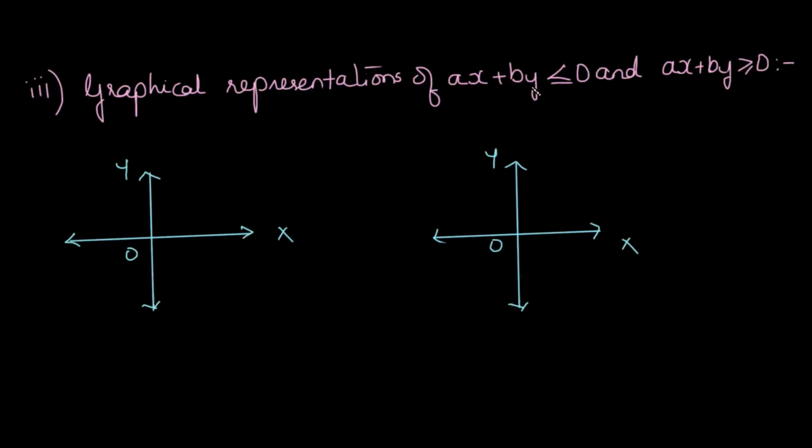Now for linear equations in two variables, with respect to these equations, ax plus by less than or equal to 0 and ax plus by greater than or equal to 0, there is no constant term here. The c term is absent, that means a constant term is not there. So remember, such lines are lines which pass through the origin.